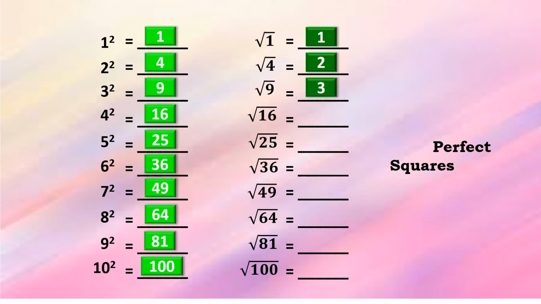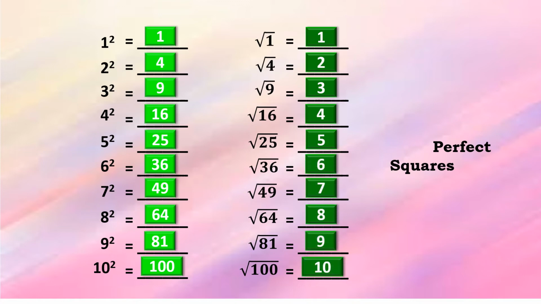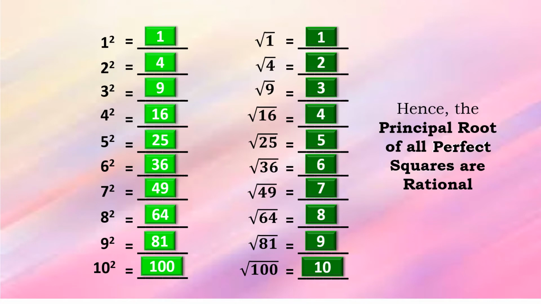When 2 squared equals 4, the square root of 4 equals 2. When 3 squared equals 9, the square root of 9 equals 3. When 4 squared equals 16, then the square root of 16 equals 4. 5 squared equals 25, then the square root of 25 equals 5, and so on.